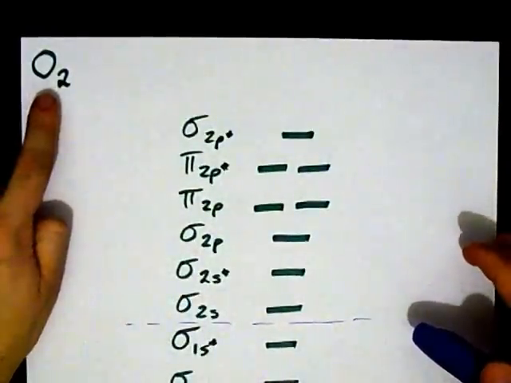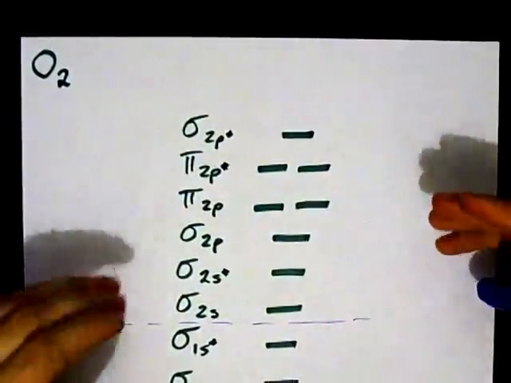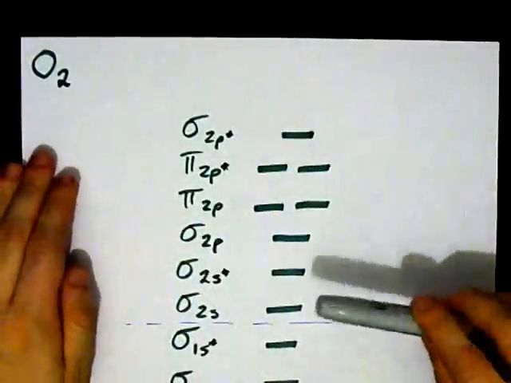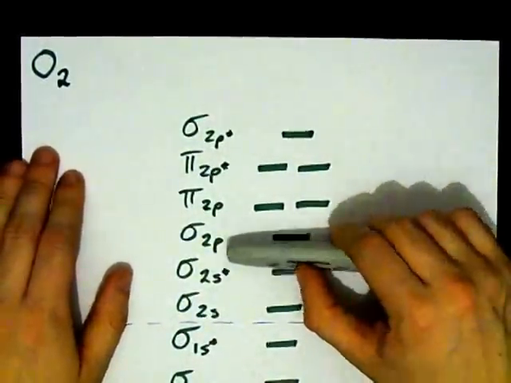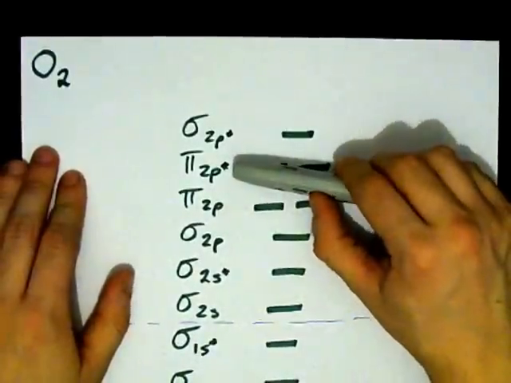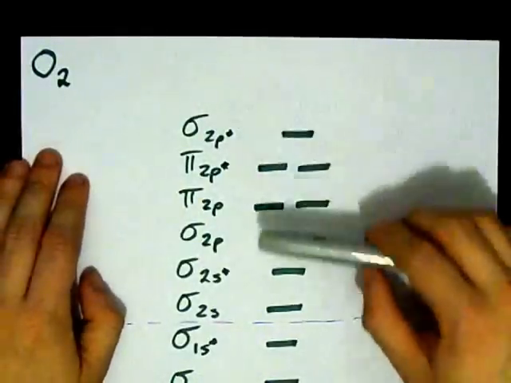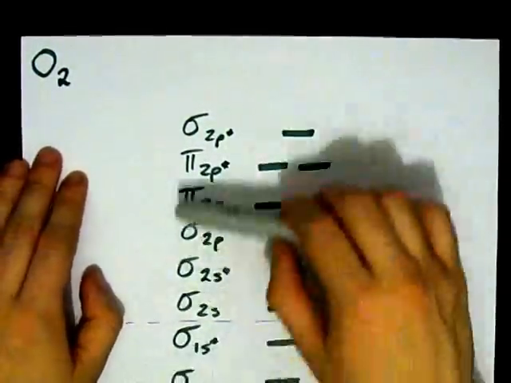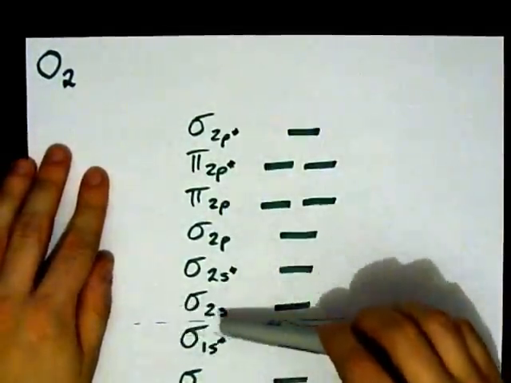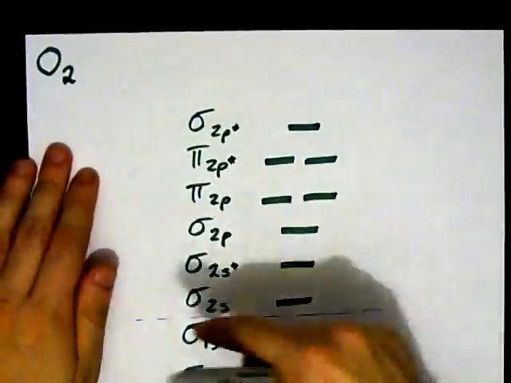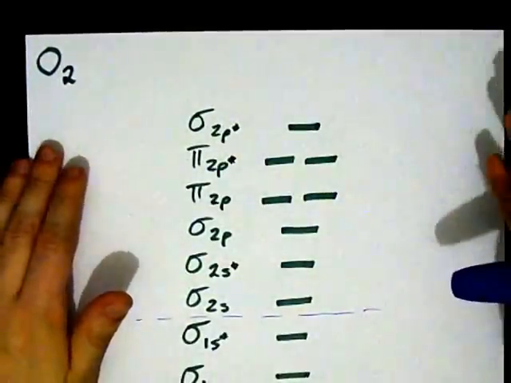For oxygen, the molecular orbitals that come out when you have 2 O's attached to each other are sigma 2s, sigma 2s antibonding, sigma 2p, pi 2p, pi 2p antibonding, and sigma 2p antibonding, in that order from lowest energy to highest energy. I've included the inner shells here. I've put a little dashed line. Some teachers don't bother showing the inner shell, but I'm going to.